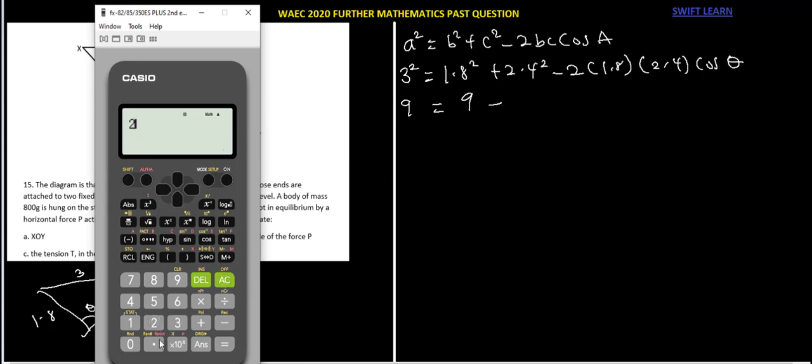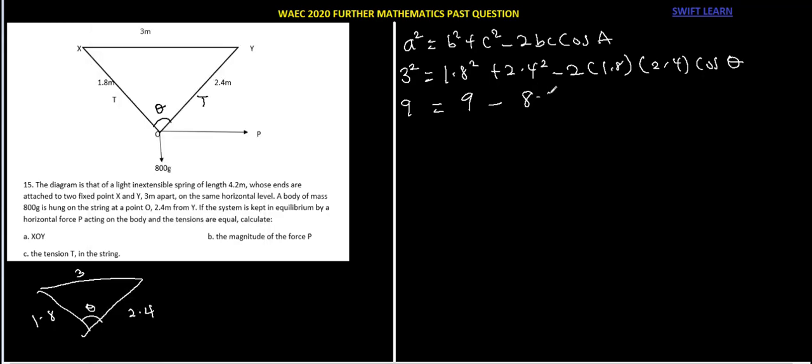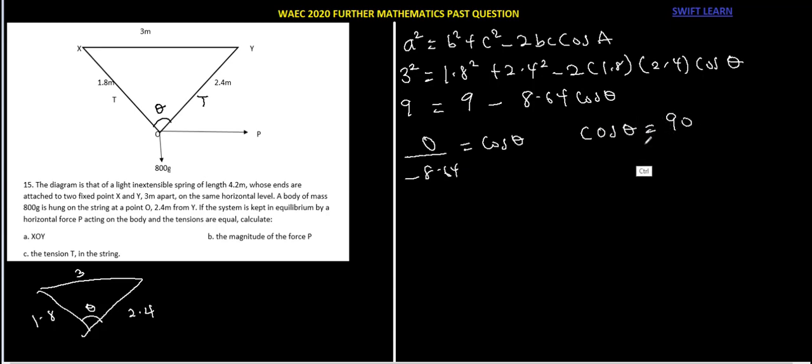Then minus 2 times 2.4 times 1.8, that's 8.64, so we have 8.64 cos theta. So when this comes here, 9 minus 9 will be 0, divided by minus 8.64 equals cos theta. Sorry, this is 0, that's a mistake. I can tell you that my theta is cos inverse of 0, and cos inverse of 0 is surely 90 degrees, as we know.